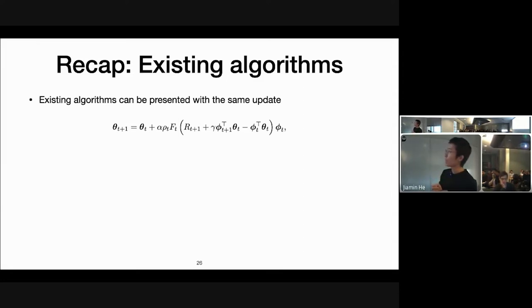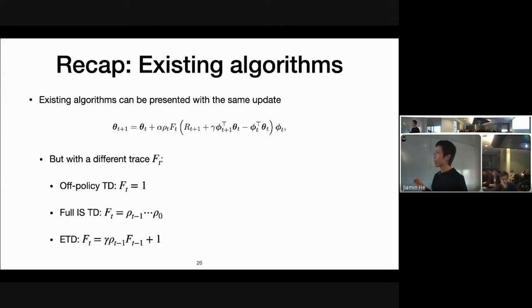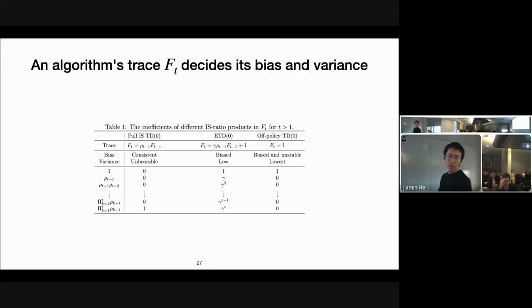They can be represented with the same update, but use a different trace F_t. Now, this trace F_t may hinder us from understanding what it actually does. As I show in this table, I analyze the coefficient of the different IS ratio products that F_t gives to each ratio. On the left-hand side of the table at the bottom is rho_{t-1}, and the last one on the bottom is the full IS ratio product. Specifically, we can look at the first method first. Full ISTD will give all the coefficient to the full IS ratio product on the bottom.